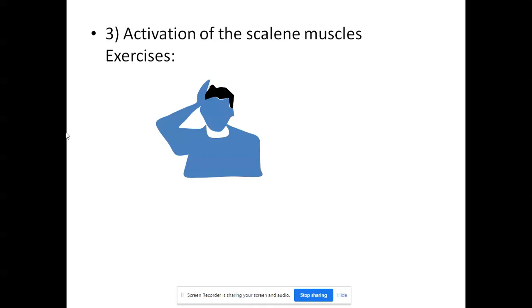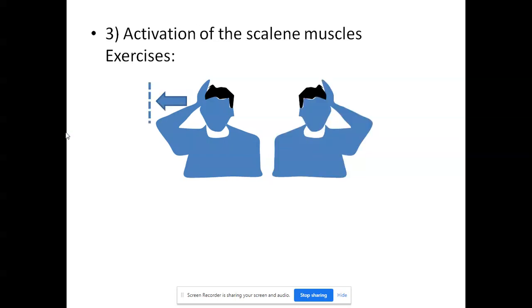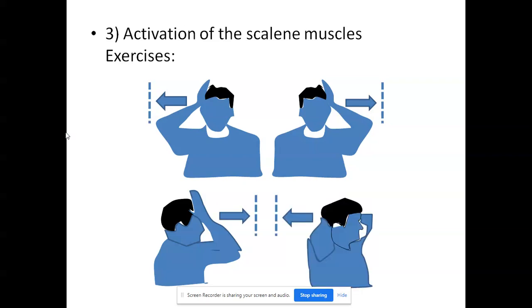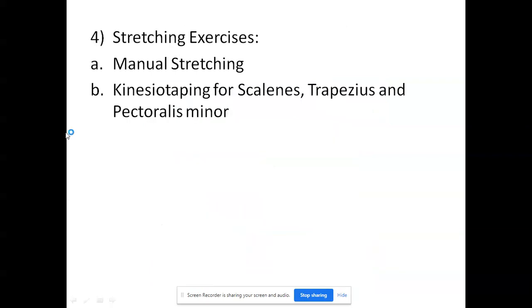The first one is put your hand to the side and compress it towards the sideways. This will cause activation of middle scalene. The same thing on the opposite side will cause middle scalene activation on the opposite side. If you put your hand in front and press your forehead against the hand, it will cause activation of anterior scalene. The same thing if your hand is placed behind, it will cause activation of posterior scalene.